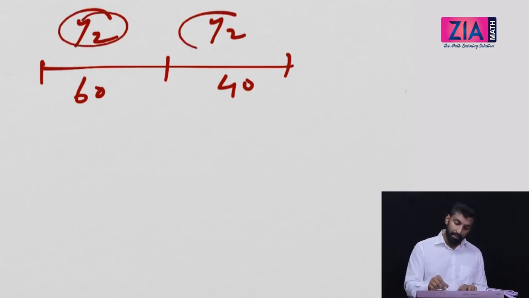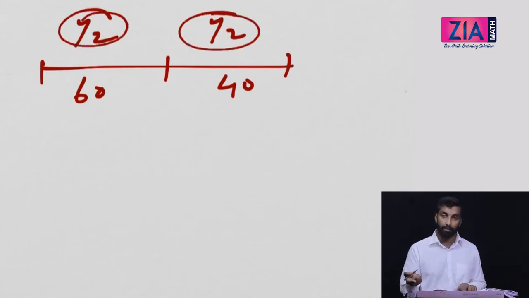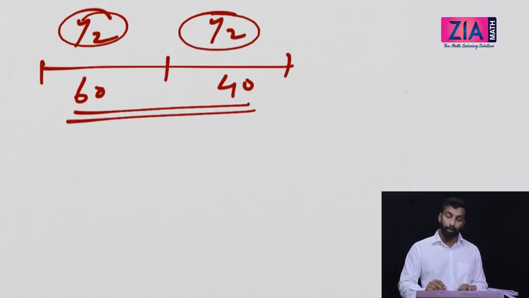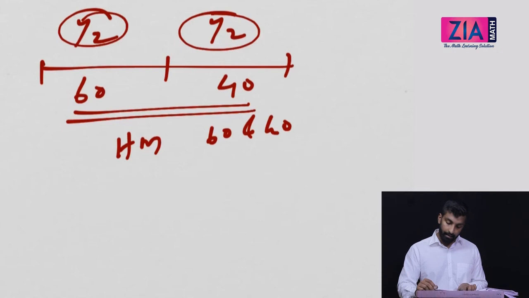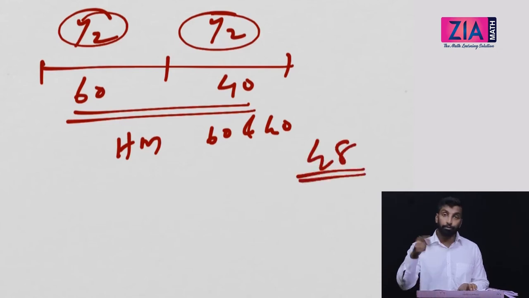Even here also, first half and second half means distance is same. So you just need to take the harmonic mean of 60 and 40. Right? That is nothing but 48, not 50.